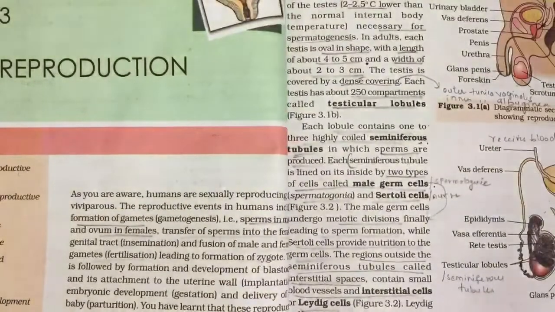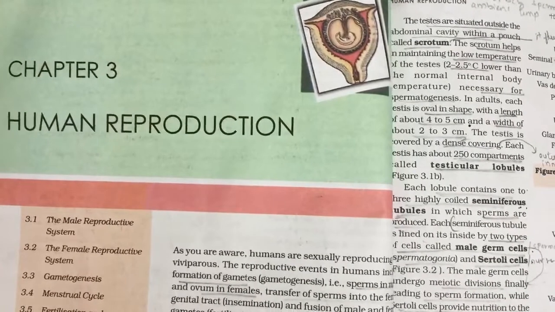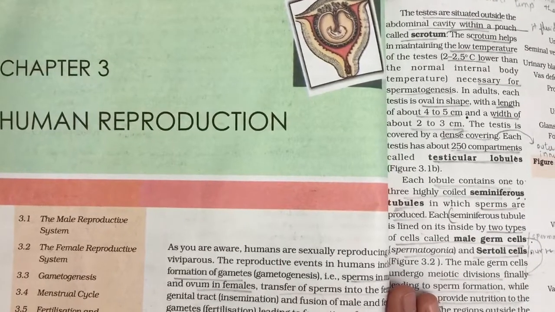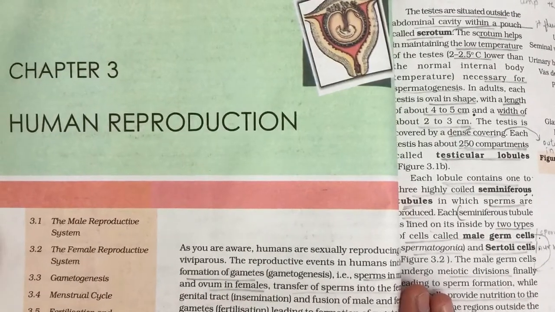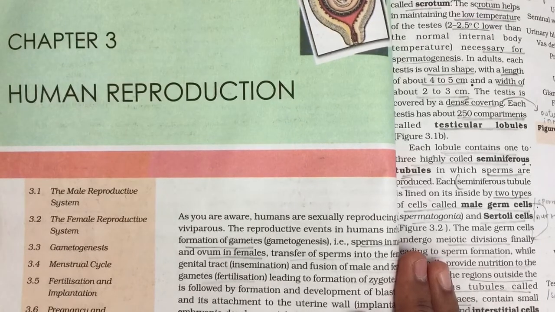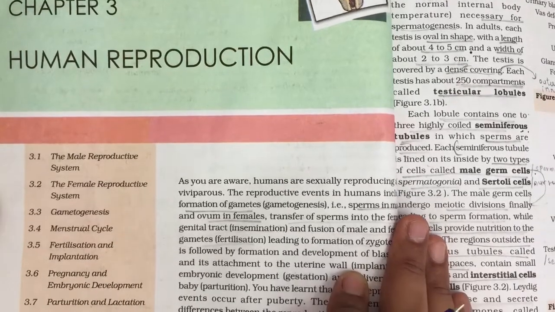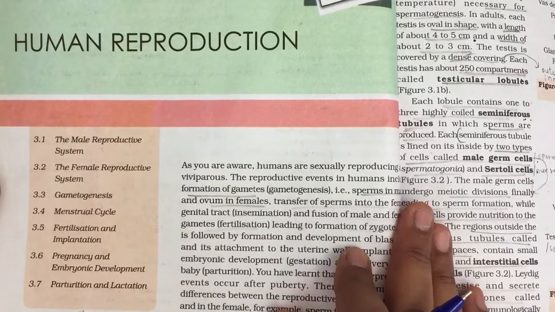In our previous class, we discussed the last chapter, chapter 2, sexual reproduction in flowering plants. Now we shall discuss the next chapter, chapter 3, human reproduction. In this chapter we are going to discuss the reproduction which takes place in humans: how it takes place, how the gametes are produced, and so on.